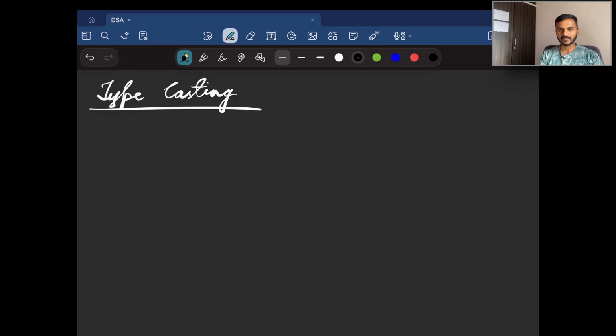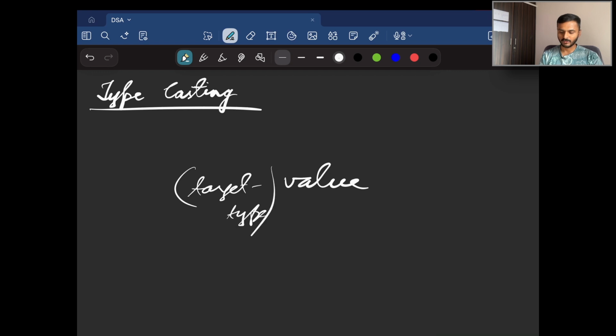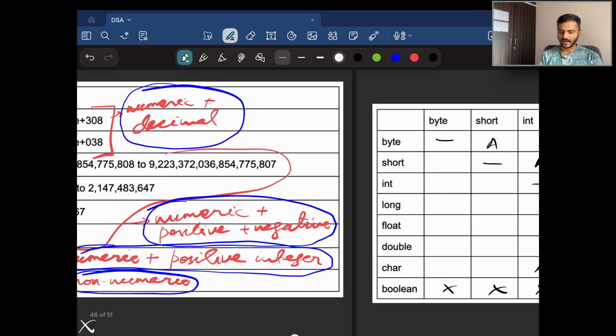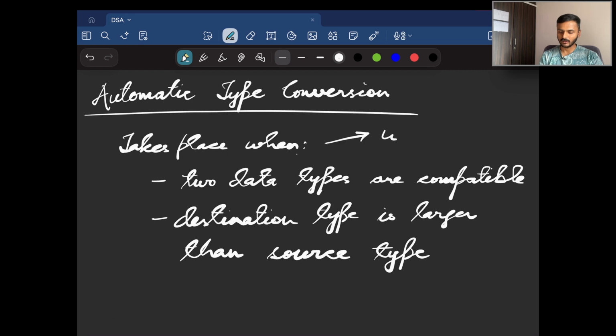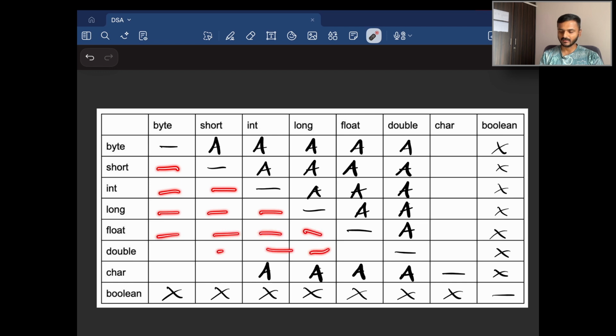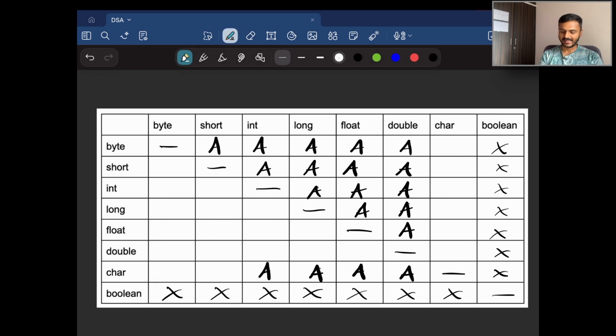So what we do to typecast is, to the value that we have, we append the target type. And we do this something like this. We can say byte, say I. Now, this kind of conversion is also called narrowing conversion. And the automatic type conversion is also called widening conversion. So coming back to the table that we have, all of the blank spaces that you see over here represent the pairs where we can go for typecasting. So let's quickly fill this with, say, TC.